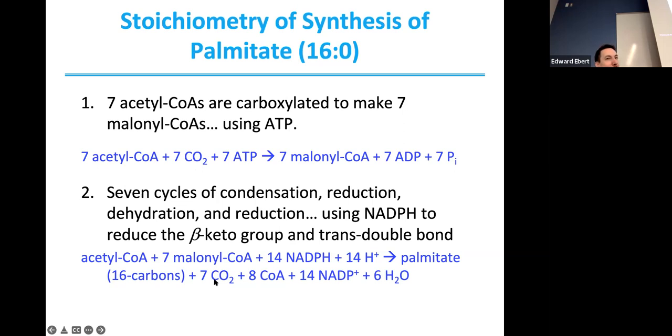So it's not like we're really using up that carbon dioxide. We're just putting it back in a later step. And we get our CoAs and a bunch of water that comes out of this. But we end up with palmitate from these 7 passes.